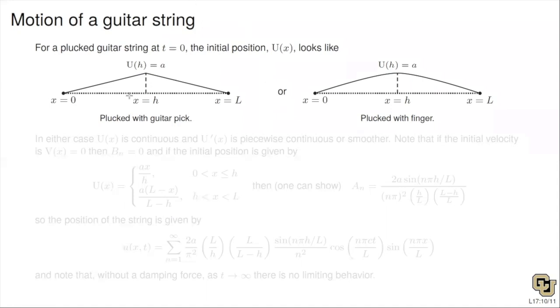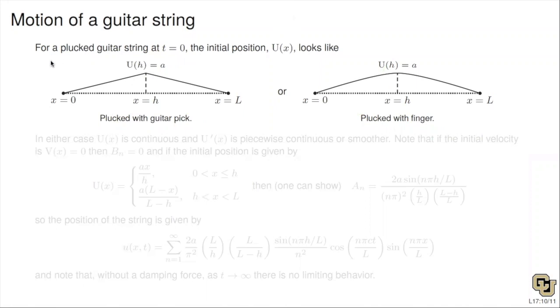So there's two possibilities here. If we pluck it with a guitar pick, this is more of a corner, and so it wouldn't be differentiable there. Versus if we pluck it with our finger, we're expecting it to be smoother, less of a corner here. So we're expecting the initial position plucked with finger to be differentiable, where there's no corner. However, plucking with a guitar pick, we're expecting it to be not differentiable. So these are two optional starting points here.